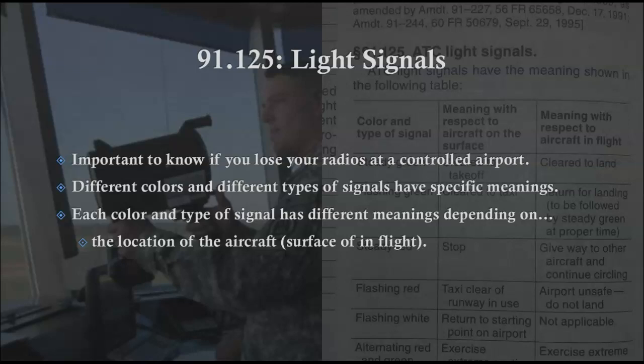Each color and type of signal has a different meaning depending on the location of the aircraft. In other words, a signal may mean something if you're on the surface and something different if you're in flight. For example, a light gun signal of steady red if you're on the ground means stop, but if you're in flight it means give way to other aircraft and continue circling.